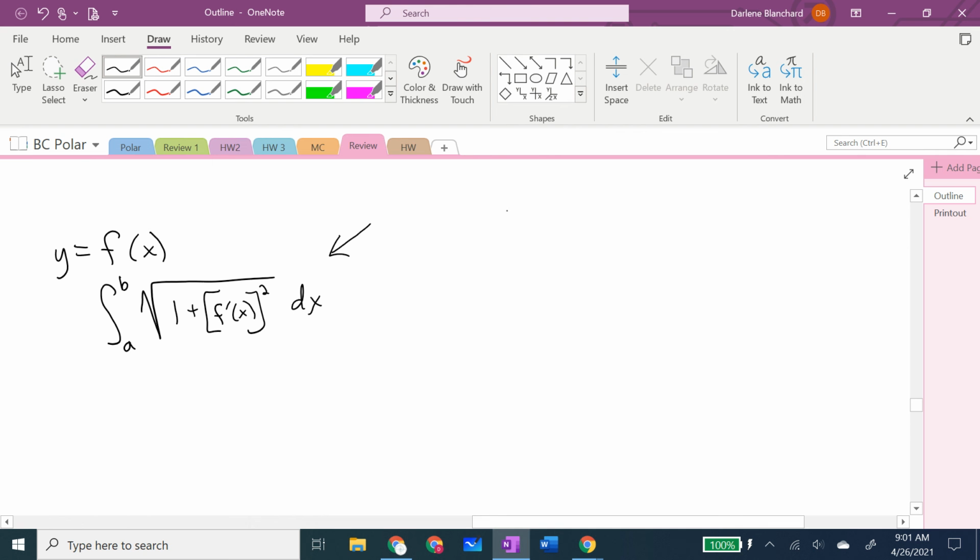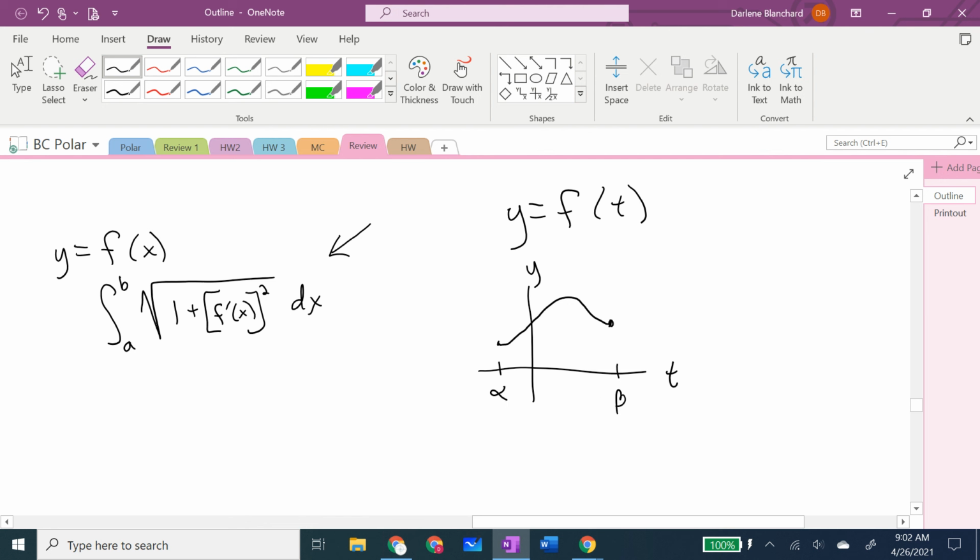If you are looking at y as a function with respect to time, and you're trying to find the length of the curve that you see, and I'm putting a t and a y, if you are trying to find the length of this curve from t equals alpha to t equals beta, you're going to use this formula to find length of curve.